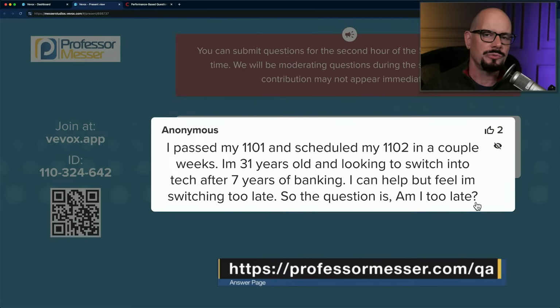This is a challenge regardless of what you're moving into, because you're effectively leaving what you have been working on for 10 years or more, and you're moving into a completely different field. Now, in some cases, it's not completely different. I take the example that Anonymous has here of working 7 years in banking.